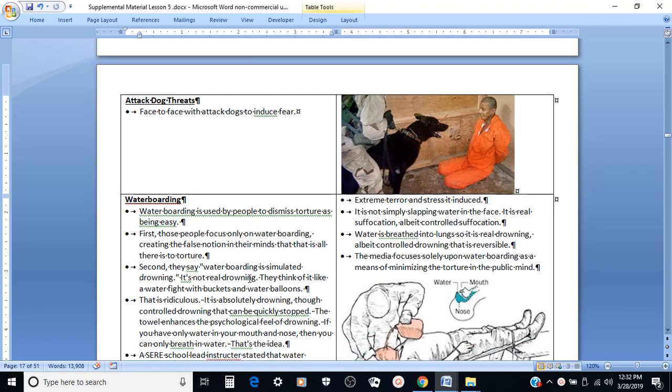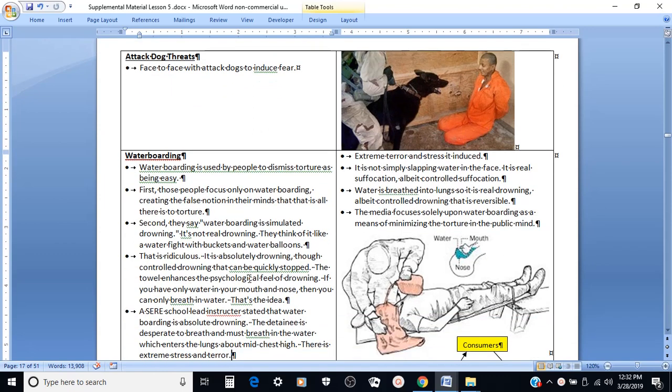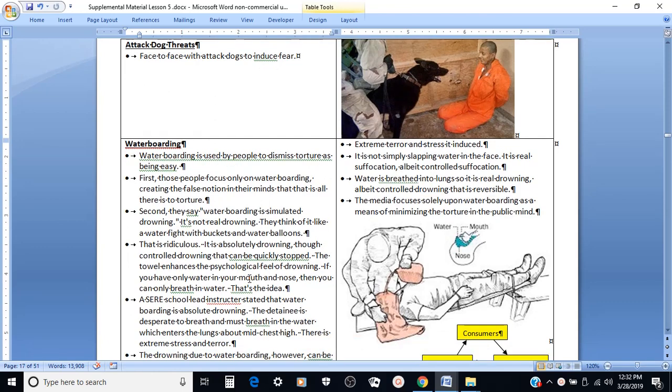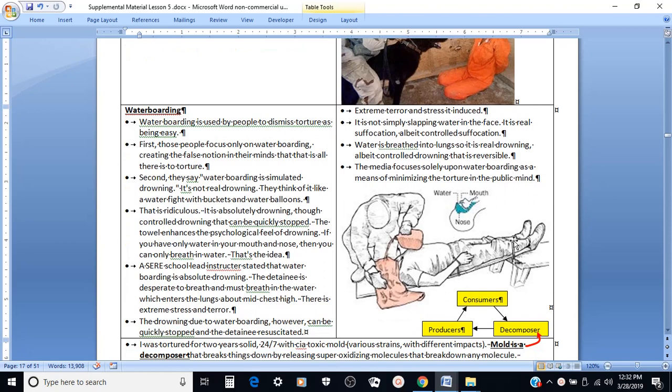It tries to minimize torture, right? Now, waterboarding, they say, is simulated drowning. It's not really drowning. No, it is really drowning, right? But it's highly reversible drowning. So what happens is you're laid on the board on your back like this, inclined down, so that the water doesn't rush into your lungs, right?